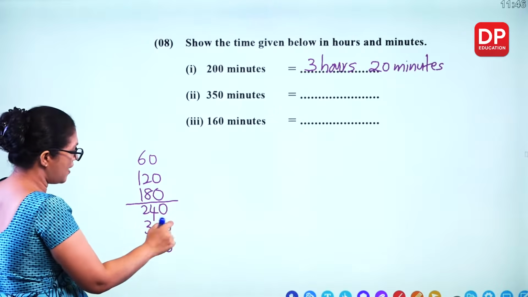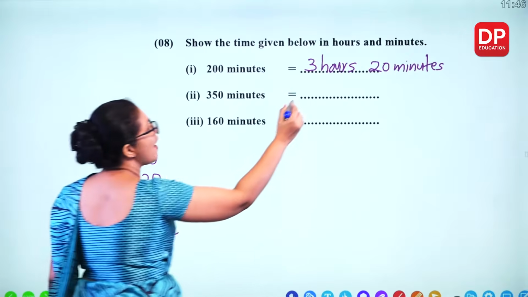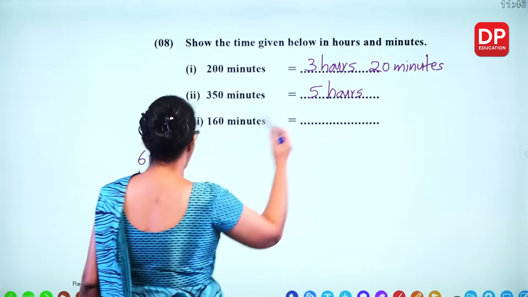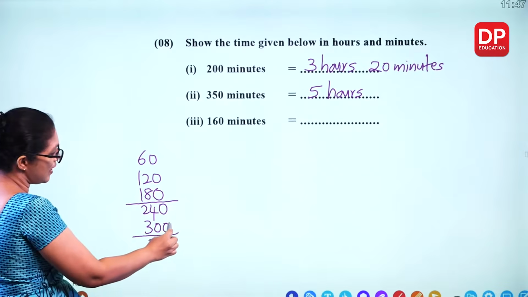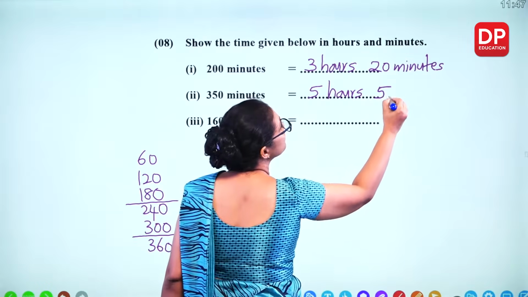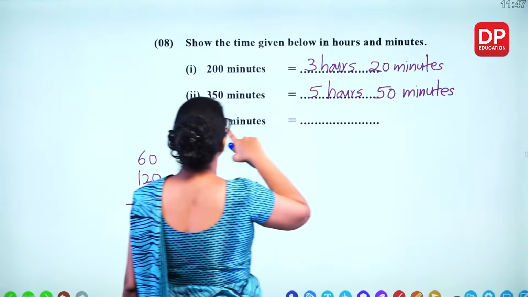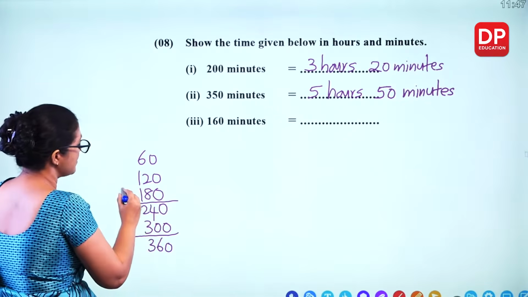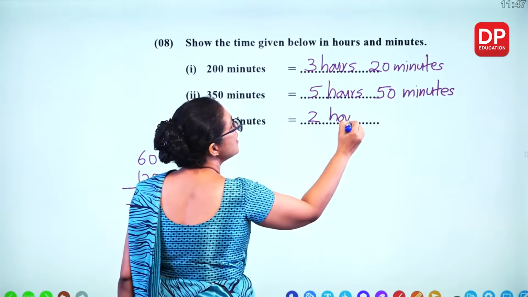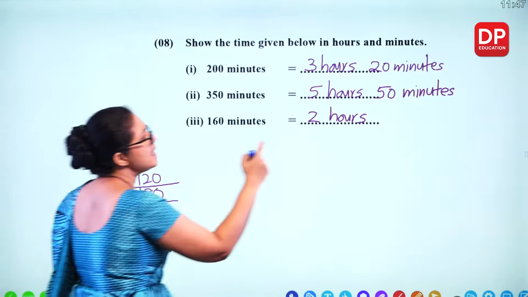350. 300 there. So 1, 2, 3, 4, 5. 5 hours. So here 5 hours, and how many extra? 350 minus 300, 50 minutes. Then 160. 160 is here. 2 hours are there, and how many extra? 160 minus 120, so you get 40 minutes.